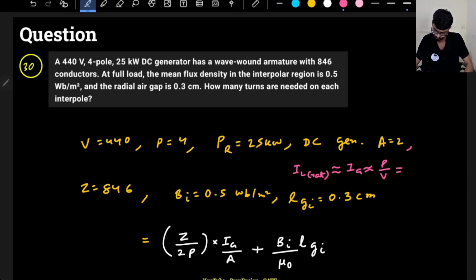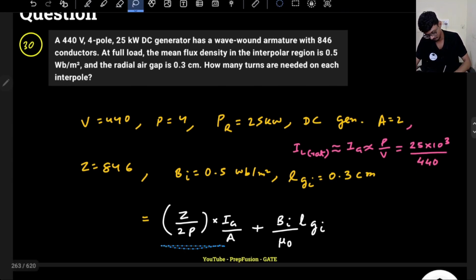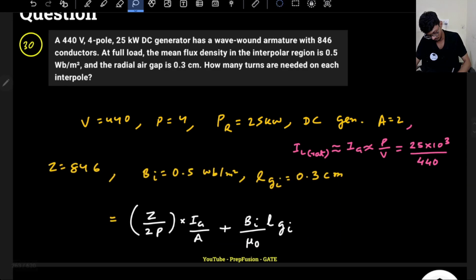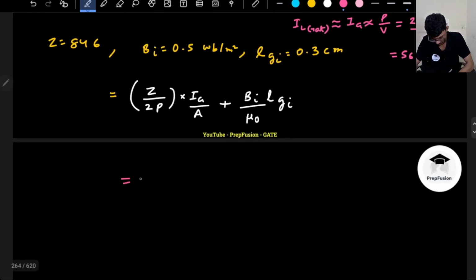So this will be 25 into 10 cube divided by 440. From here I can find out the armature current value. This will be 25,000 divided by 440. So 56.81 amperes will be the rated current in this case.